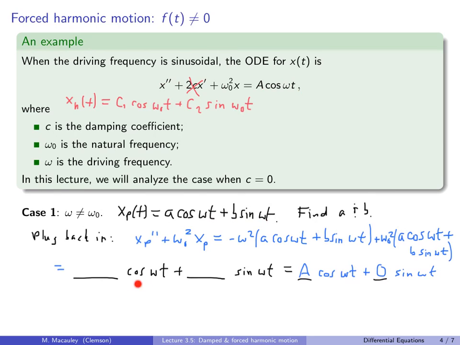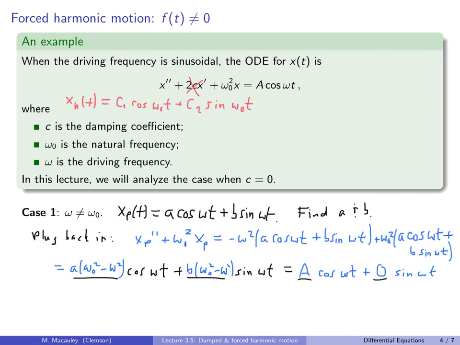Okay, so how many cosines do we have? On the left-hand side, we have negative omega squared times a plus omega naught squared times a. So let's factor out a there. So let's write that as a, and then omega naught squared minus omega squared. That's how many cosines we have, from this term and this term. How many sines do we have here? We have negative omega squared b plus positive omega naught squared times b. So that's going to be plus b times omega naught squared minus omega squared.